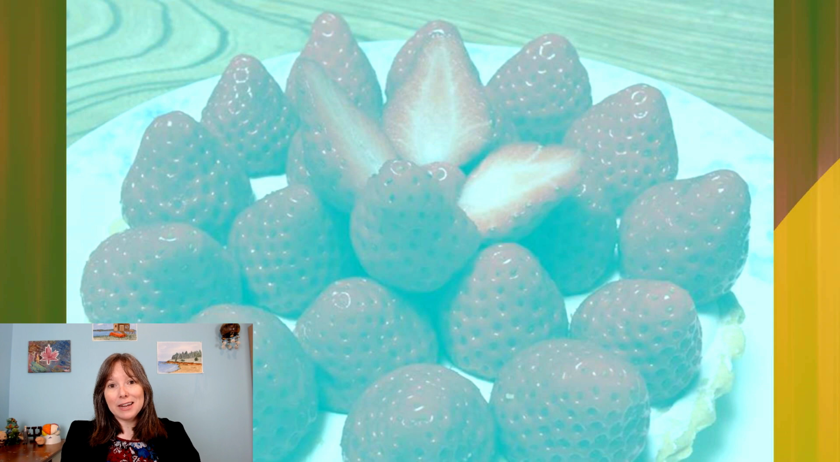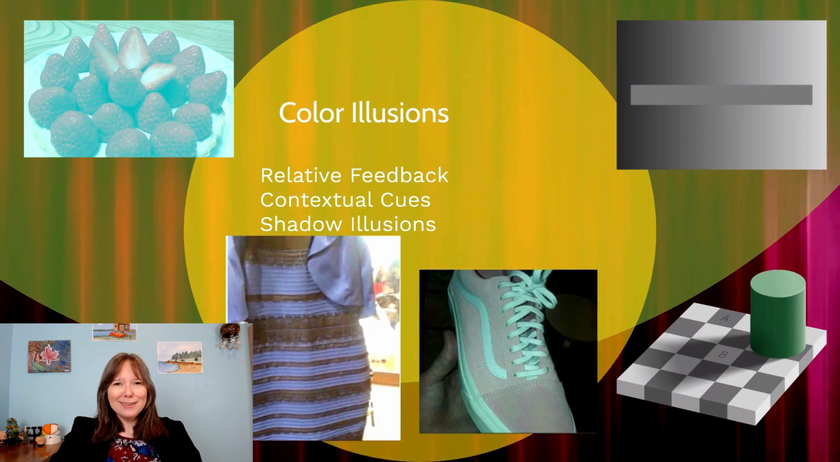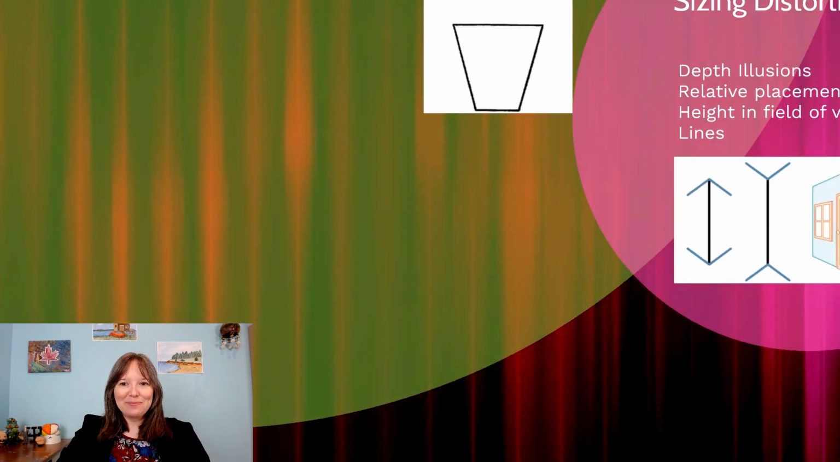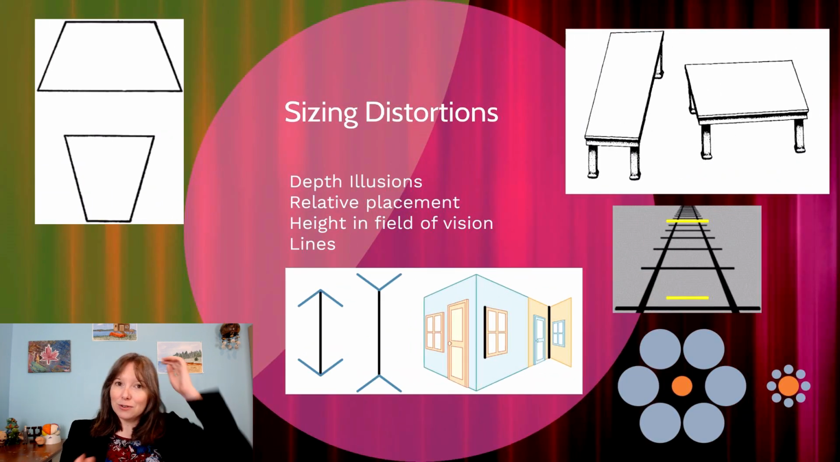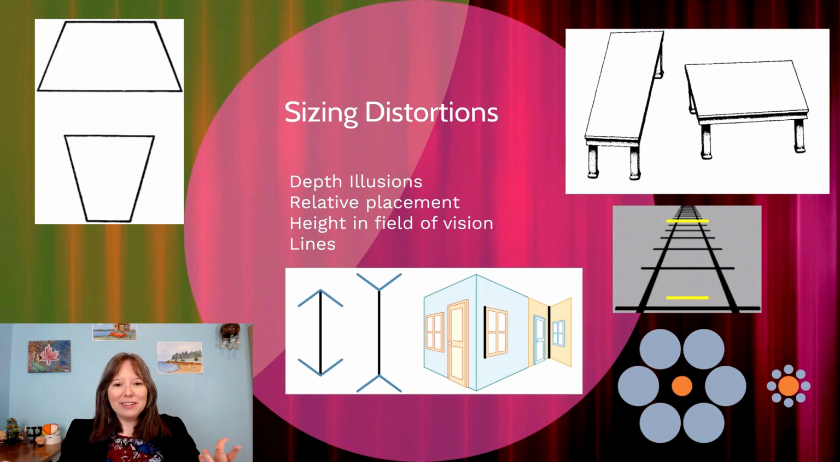So this is very much a top-down rather than bottom-up approach, because our brain is seeing what we want to see and not what things actually are. So that's the basics of color illusion. Then, of course, we have sizing distortions. With sizing distortions, there are some cultural variations, of course, in all of these illusions.